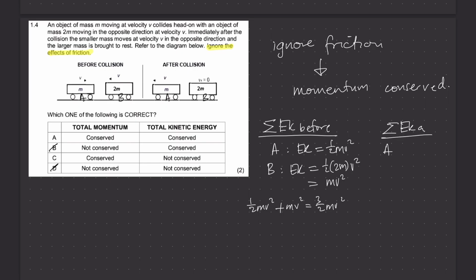For A, the EK is going to be half mv squared. For B, since it's not moving, it's going to be 0. That means the total is going to be half mv squared. We can see quite clearly that it's not the same. Before it was 3 over 2 mv squared, after it was half mv squared. So the kinetic energy was not conserved. So that's going to correspond with option C.